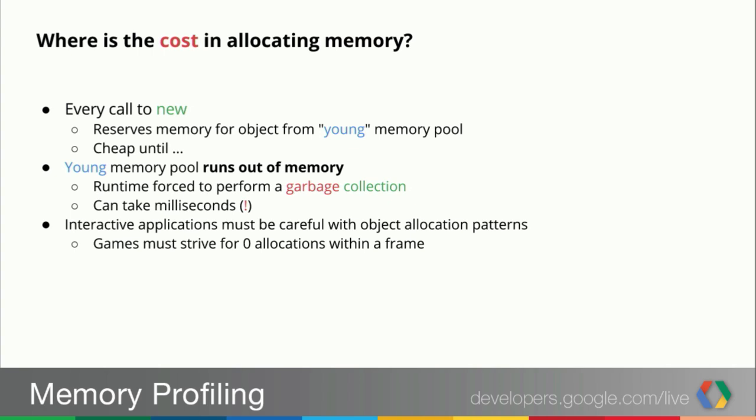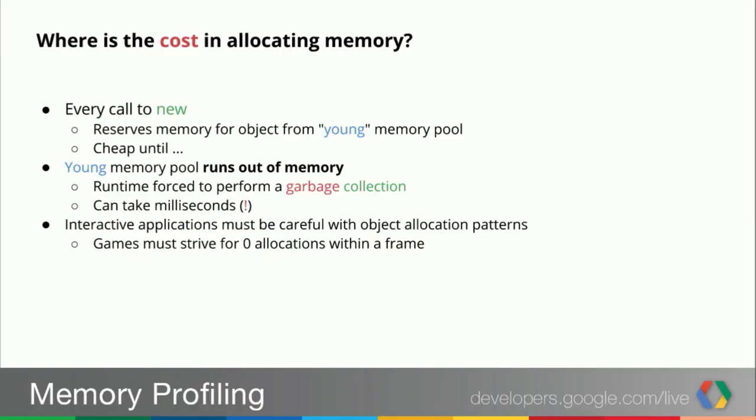allocating memory. So every time your JavaScript application calls new, it reserves memory from something called the young memory pool. And so memory is split into young objects and old objects, and V8 internally decides when to promote an object from the young memory pool to the old memory pool. You don't have any control over that, but when you call new, you're going to be scooping up memory from the young memory pool, which is very cheap. It's actually incredibly fast until the young memory pool runs out of memory. And at that point, the young memory pool is scanned and all of the garbage is collected, freeing memory, making it possible to allocate new objects.